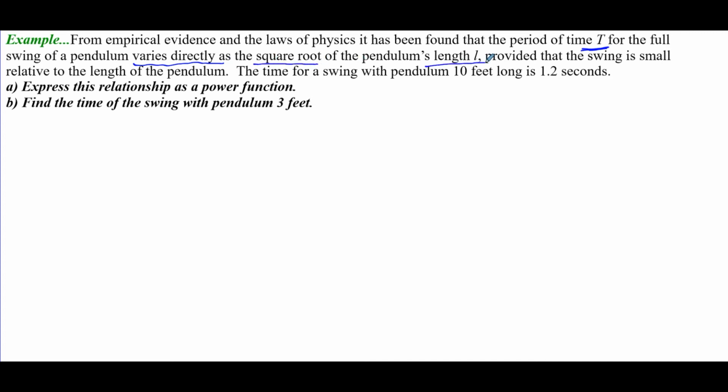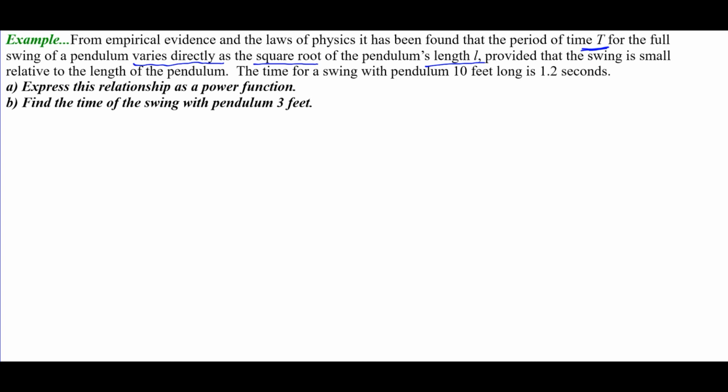So when you're reading through the problem, you want to look for two different variables. You want to look for the words varies or is proportional to, and then any other math words that show up. So this continues, provided that the swing is small relative to the length of the pendulum. So all the other words in that first sentence really we don't need. Then it says the time for a swing with a pendulum 10 feet long is 1.2 seconds.